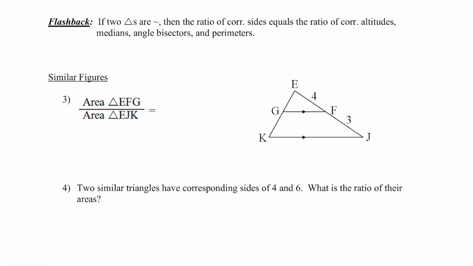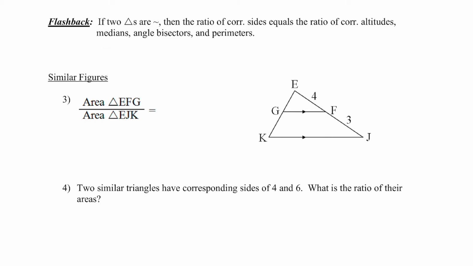Here is a flashback that we found when we talked about similar triangles. If two triangles are similar, then the ratio of their corresponding sides is also going to equal the ratio of corresponding altitudes, medians, angle bisectors, perimeters, etc. So any of the special segments from triangles, if the triangles are similar, the special segments will have the same ratio across our triangles. So we're going to see how that affects us finding the area of two similar triangles.